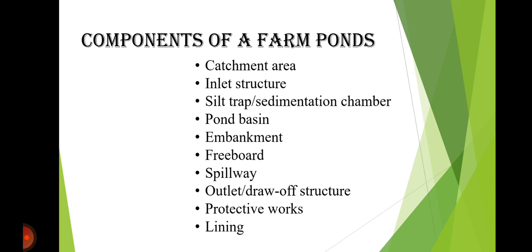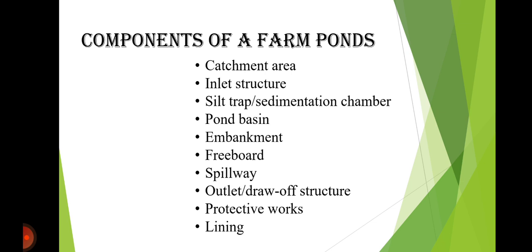First is the catchment area. The catchment area is the land area from which rainfall runoff flows into the pond. Some of the functions of a catchment area are to collect rainwater and surface runoff and determine the quantity of water entering the pond. The requirements of the catchment area are adequate size and slope, and protection against excessive soil erosion.